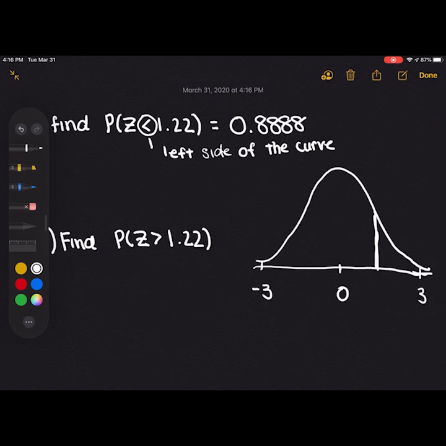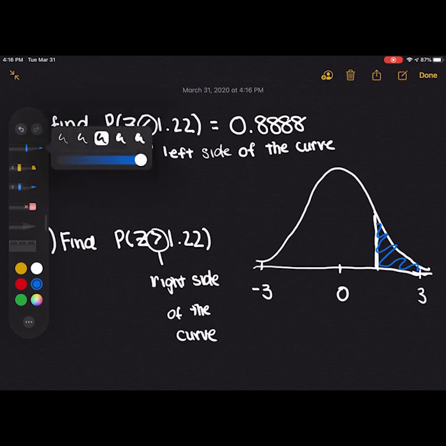Now for the next problem, find the probability of z is more than 1.22. This is going to be the same point. So I'm going to keep the z = 1.22 line, but this time it's asking for the right side, which is what the more than refers to. So this time we're looking for the right side of the curve.